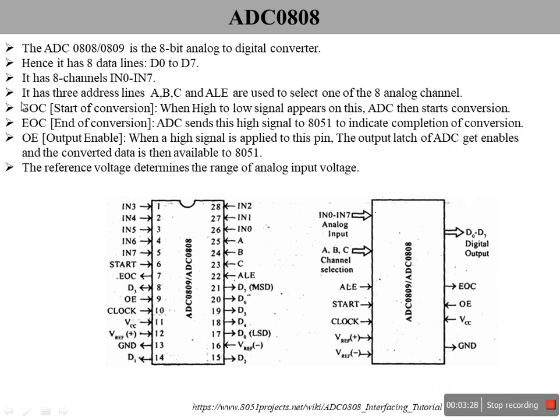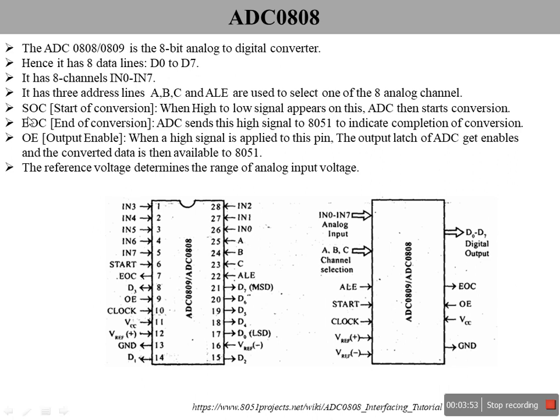Then it has 3 address lines A, B, C. These are channel selection lines, which are used to select one of these input analog signals. Then ALE, which stands for address latch enable. Once the selection is made, that has to be stable and has to hold for a certain time.